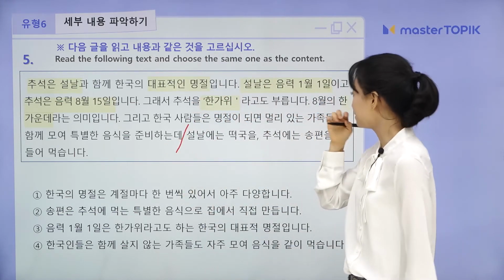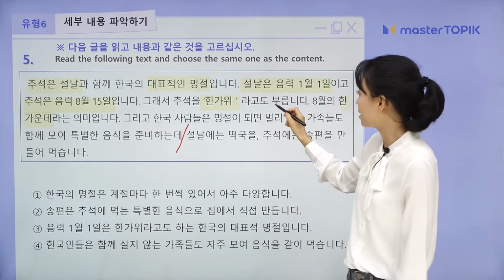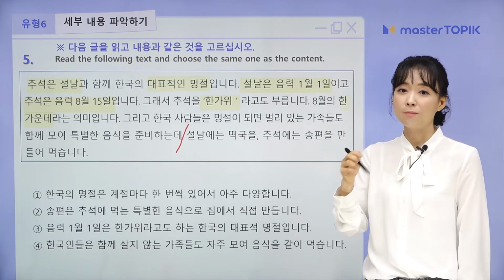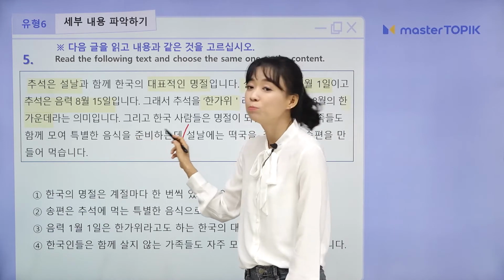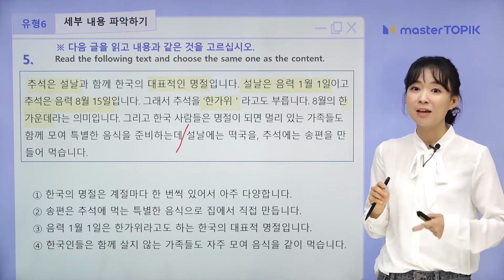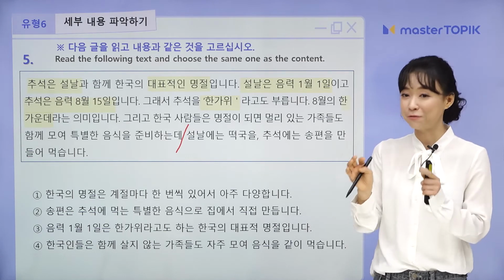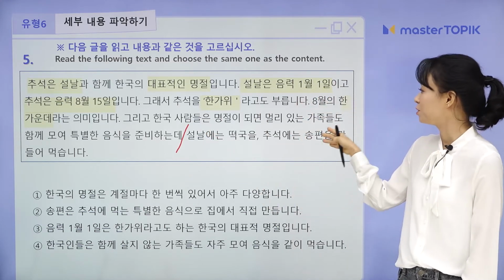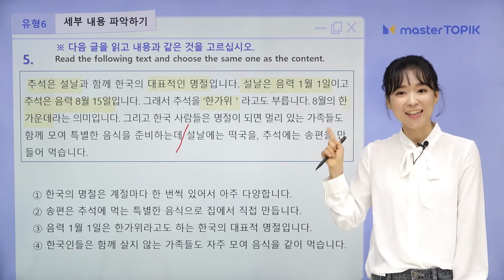Korean people, when it becomes the holiday, families from far away get together and prepare special food. So when it becomes the holiday, Korean people get together with families from far away and they prepare special food. 설날에는 떡국, for New Year's Day, 추석에는 송편, for 추석, 만들어 먹습니다. And they make it and eat it.